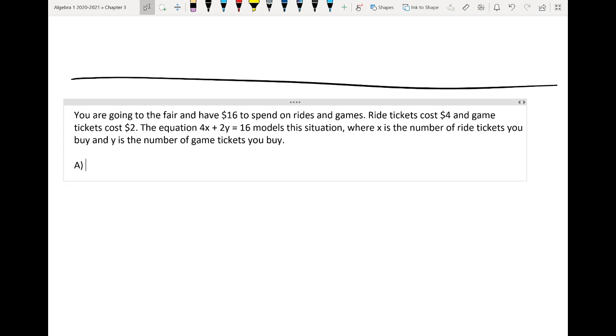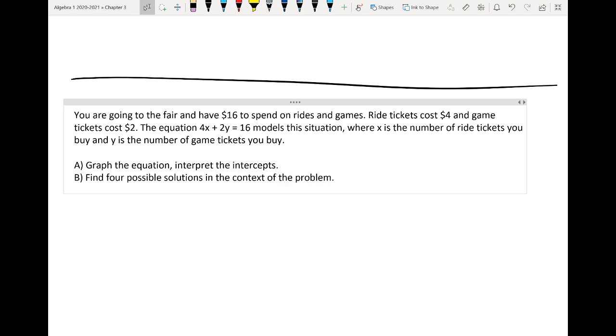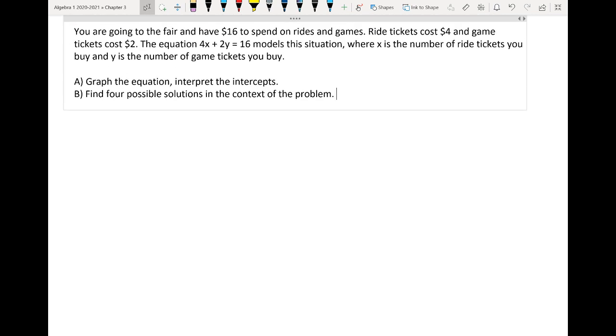We have two things here. We're going to graph the equation and interpret the intercepts. And we're going to find 4 possible solutions. Because let's think about this. If we graph our function continuously, if we graph a line, it means that there's going to be fractional parts, and we know that that's not something that's possible. You can't use a fraction of a ticket.